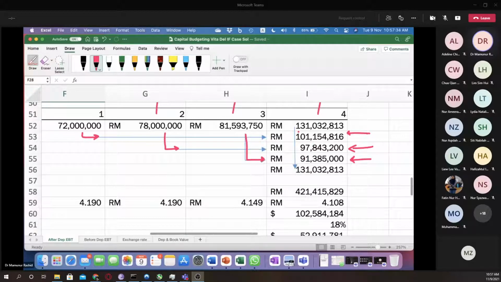And the last year you see you have 131 million, right? Last year you are investing this one for 0 period. 0 period at 12%, meaning that the figure will be same. So this is that straight coming down, 131.032 million. Altogether, your investment becomes 421.415 million altogether in Malaysian ringgit after 4 years.